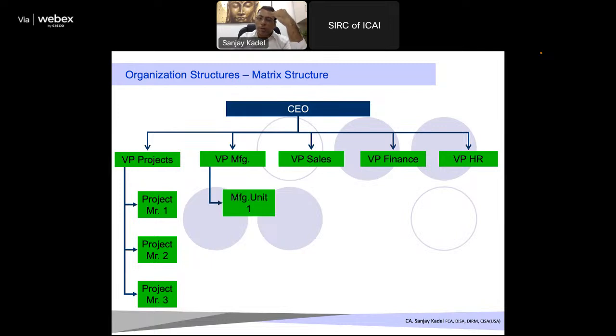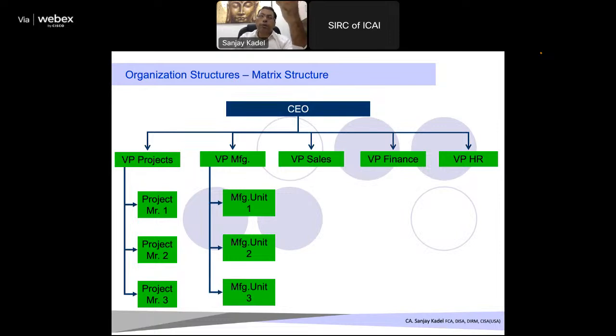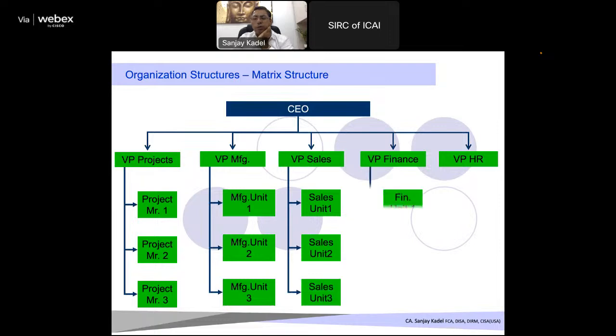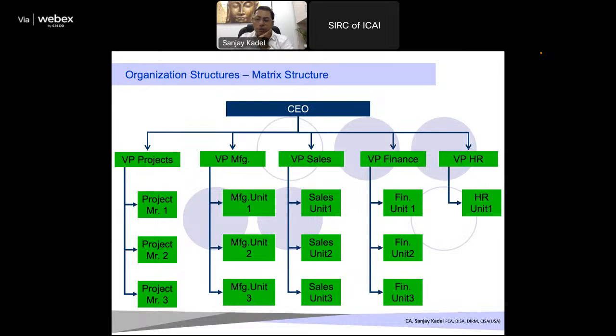There may be manufacturing unit 1, manufacturing unit 2, manufacturing unit 3. These units or teams directly report to the manufacturing head. Similarly, the sales head will be supervising sales unit 1, sales unit 2, sales unit 3. Then finance unit 1, finance unit 2, finance unit 3, and HR unit 1, HR unit 2.